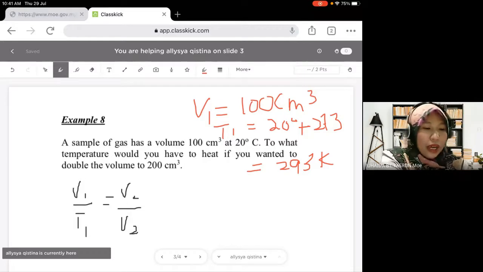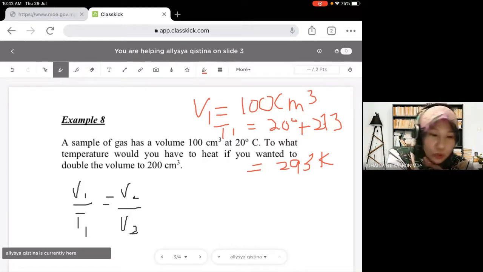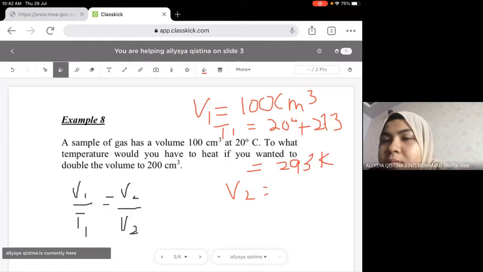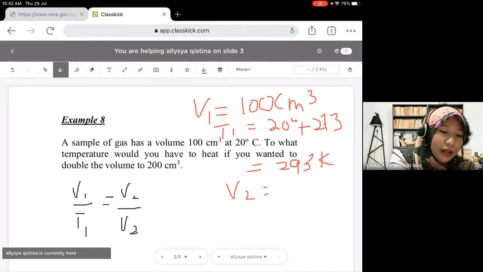Okay, kemudian double the volume to 200 centimeter cube. So this is the V2. Understand tak, Alisha? So V2 is 200 centimeter cube. Now they want to find what is the T2. Okay, so everyone use the formula.